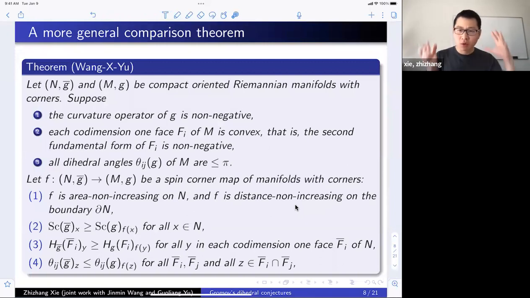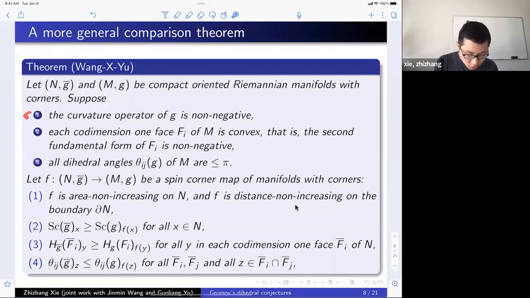Instead of talking about one fixed manifold and comparing two different metrics, you say you have a target manifold and you have a domain, and they are compact oriented Riemannian manifolds, now with corners. Well, we're dealing with polyhedra, so we allow corners, of course. The corners are where the dihedral angles appear, of course.